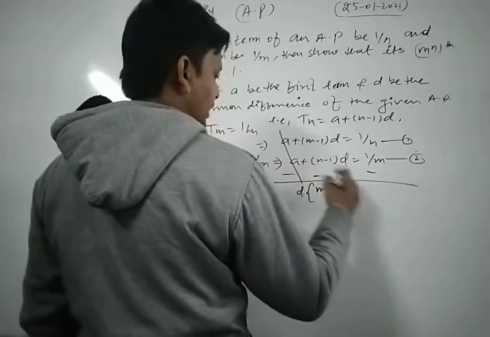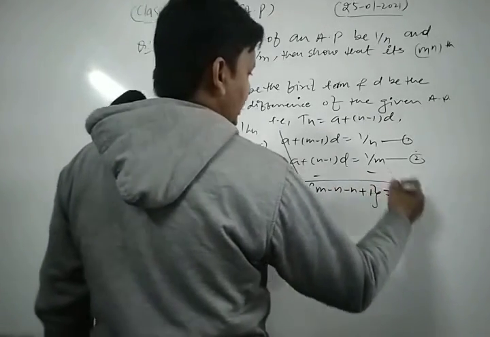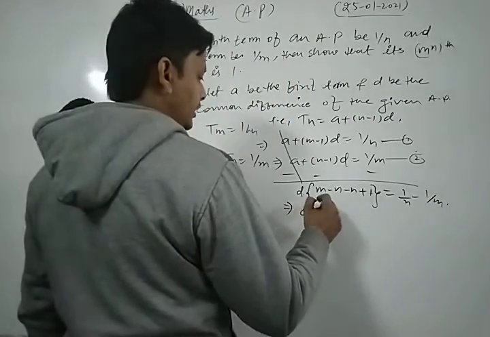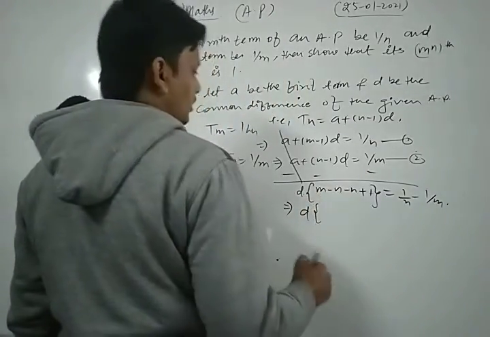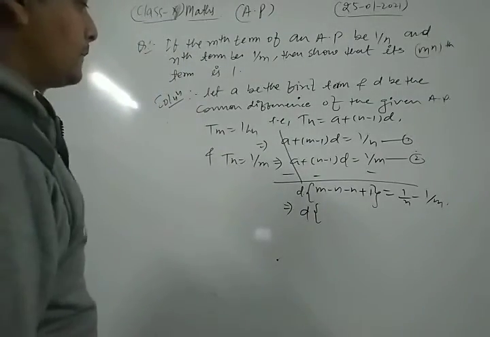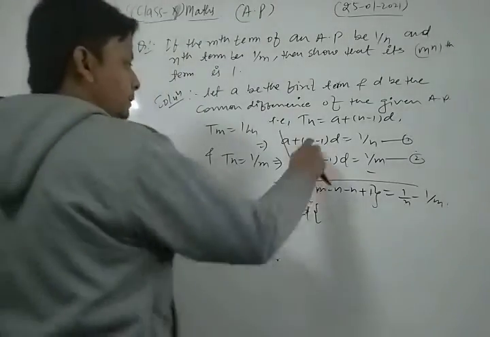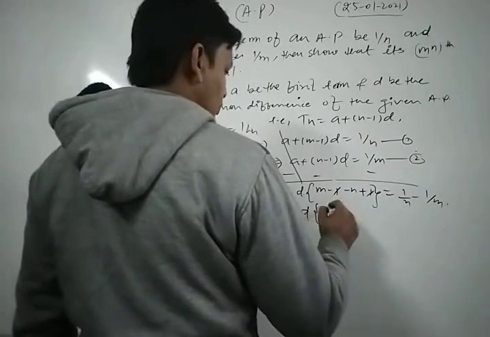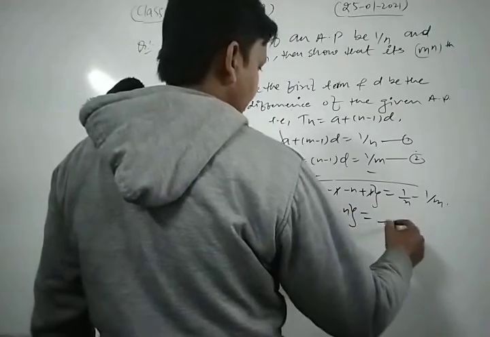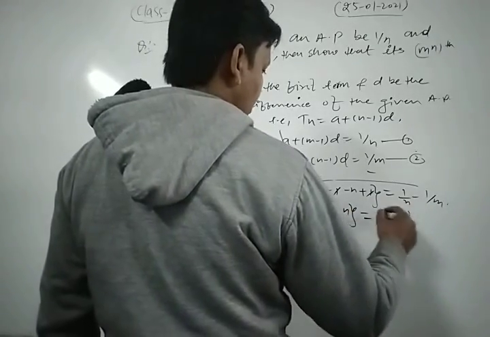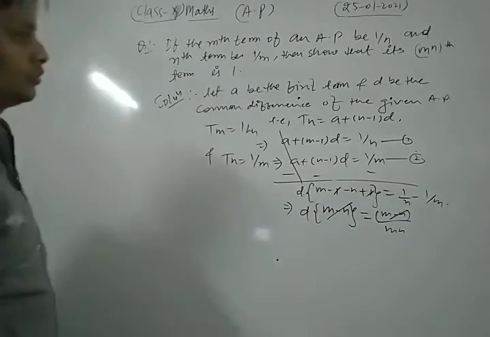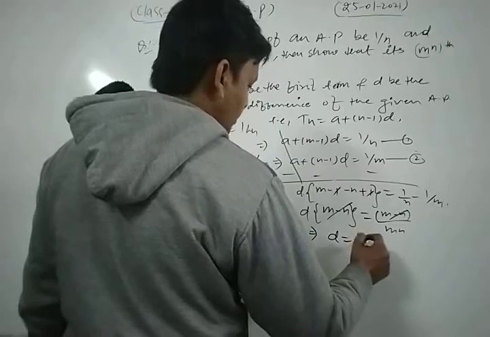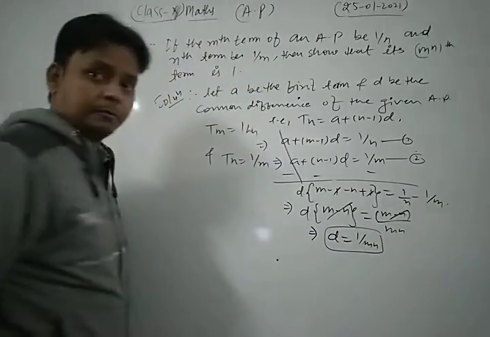Now subtracting them, a cancels, so d is taken as common, and we get m minus n into d. Here we get 1 upon n minus 1 upon m. Now this is m minus 1. So here 1 cancels, so we get m minus n in brackets. Now we take mn as LCM, so we get m minus n. Now m minus n also cancels, so the value of d is 1 upon mn.